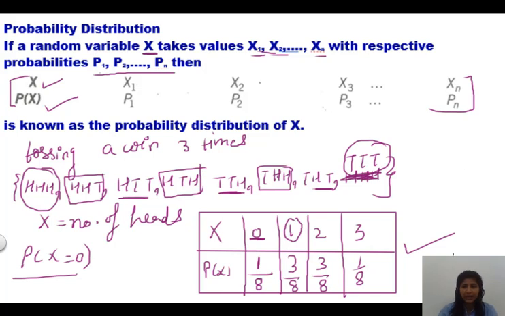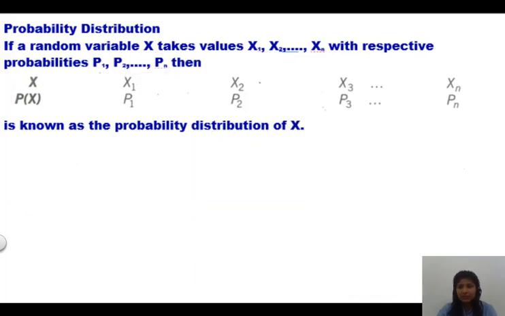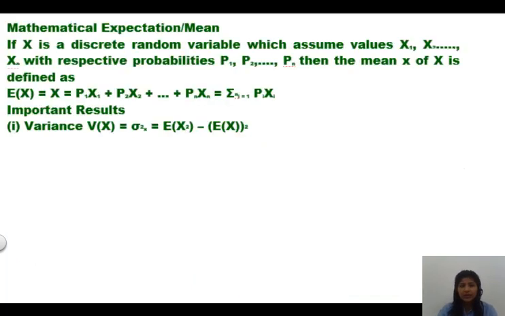Probability distribution, how to create. Let us move to the next concept, which is mathematical expectation or mean. Whenever it is written in the question, find out the expectation, find out the expected value, find out the mean, they all are synonyms to each other. They mean the same thing. How mean is defined for the probability distribution? Just to see.